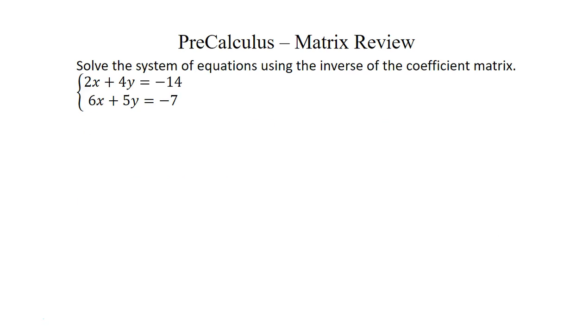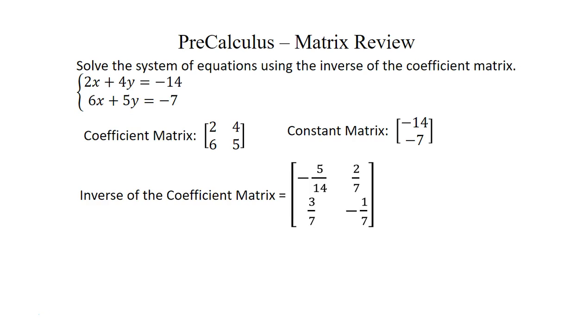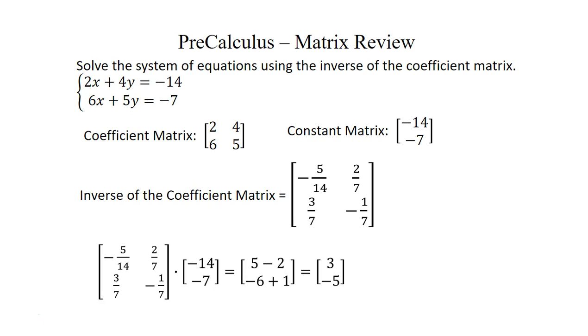Okay, so let's go on, and we're going to use the inverse to solve a system of equations. So we have our coefficient matrix, which is just the coefficients of x and y. And we have our constant matrix, which are just your constants. Then we have the inverse of the matrix, which we just found. And we're going to solve the system of equations by taking the inverse matrix and multiplying it by the constant matrix.